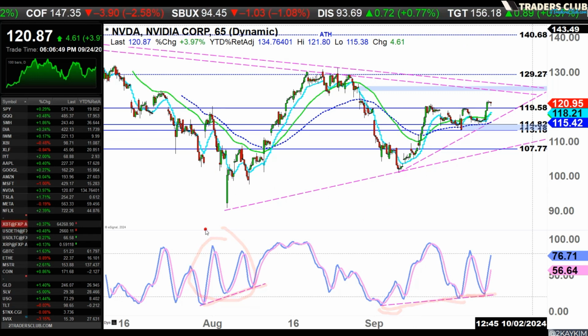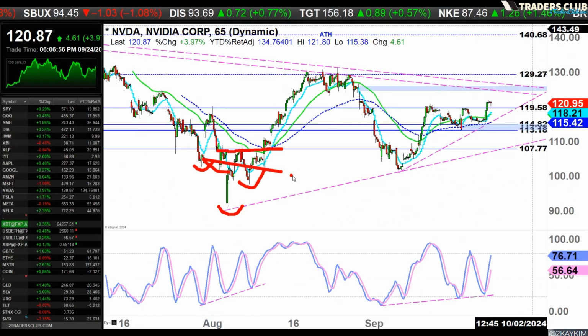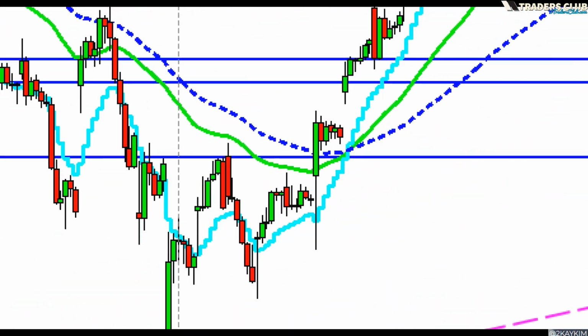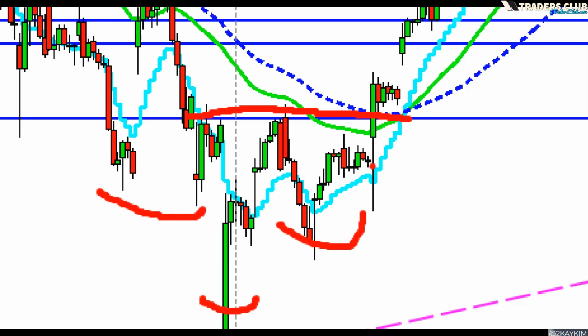What happened back in August was we had what looked like a potential inverted head and shoulders, and that's the neckline right here. As I zoom in, you will see that's the neckline right here. Got the left shoulder, head, right shoulder. We thrust above it. Check out that midterm moving average. That's the blue dotted moving average.